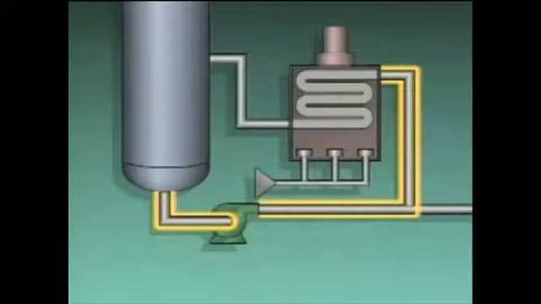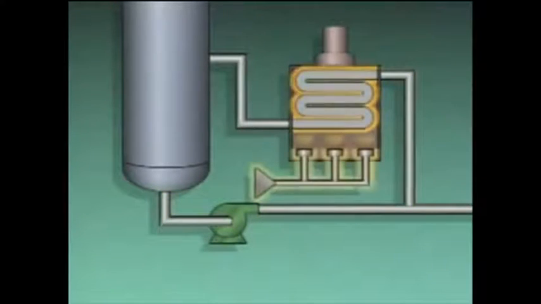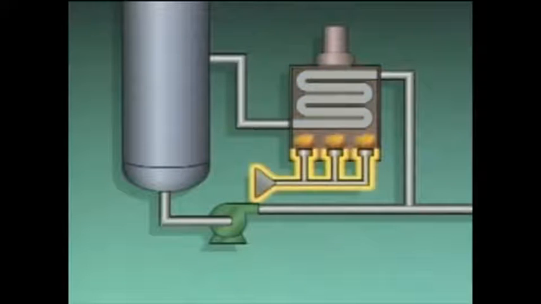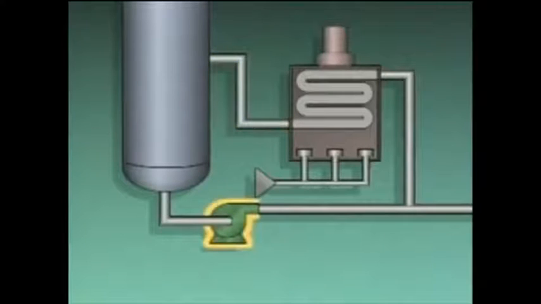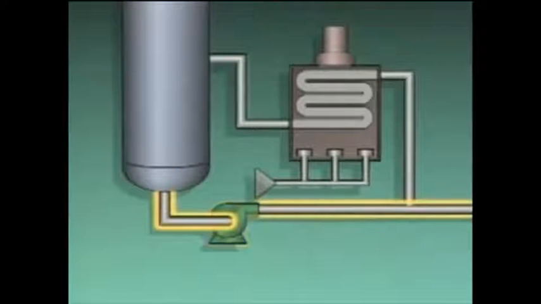A shell and tube heat exchanger can also be used as a reboiler in a forced circulation system. Steam is often used as the heating medium in this type of reboiler. As the steam gives up its heat to the liquid in the reboiler, the steam turns to condensate, which flows out of the reboiler. The vapor-liquid mixture that is produced in the reboiler is returned to the tower.